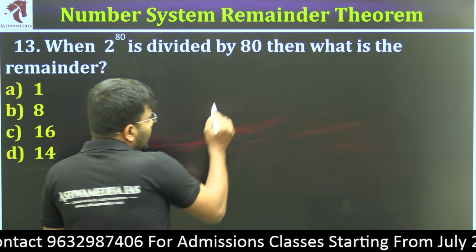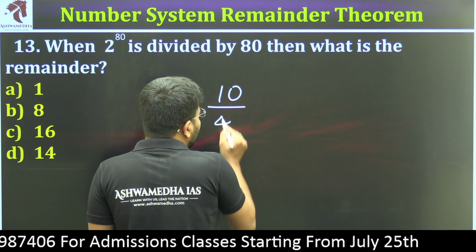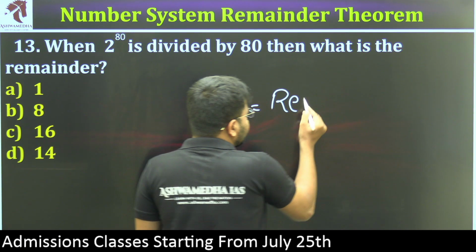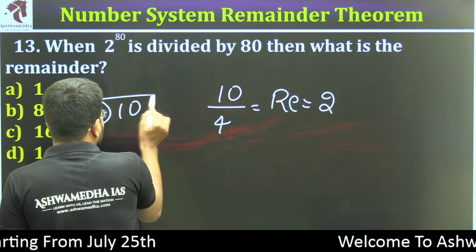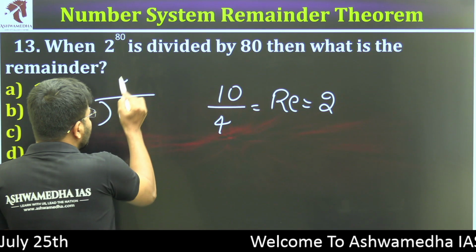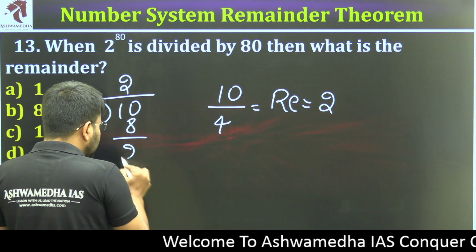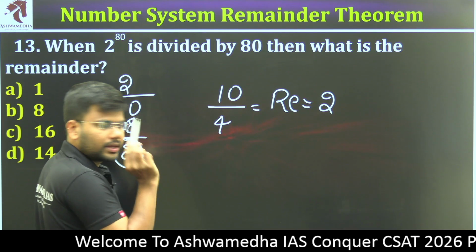Now see here, if you divide 10 by 4, what is the remainder? Remainder is 2. How did you do? That is 10 will be divided by what? 4. 4 2s are 8. What is the remainder? 2 is the remainder. Got it? Yes, that's how you do.